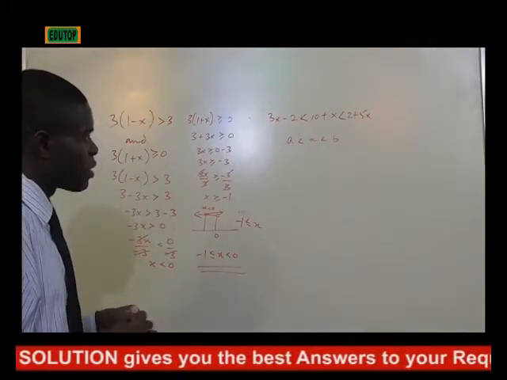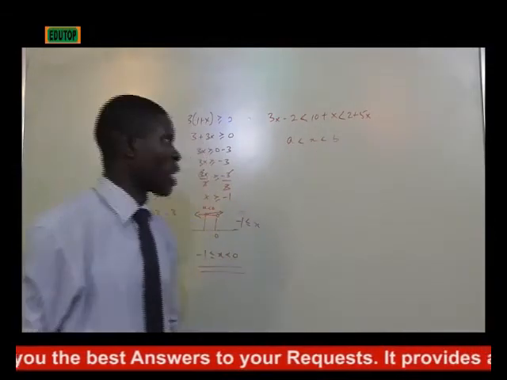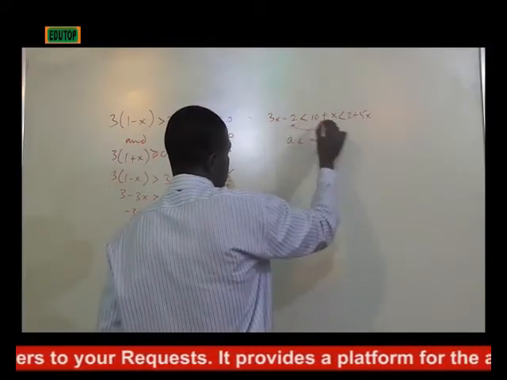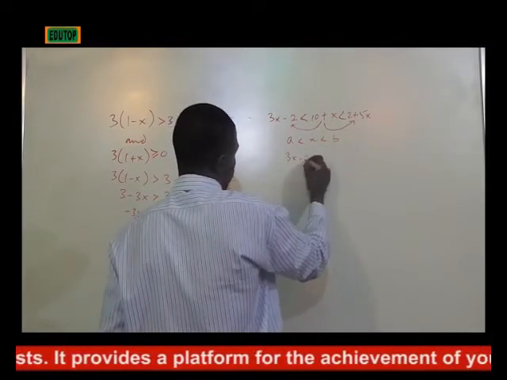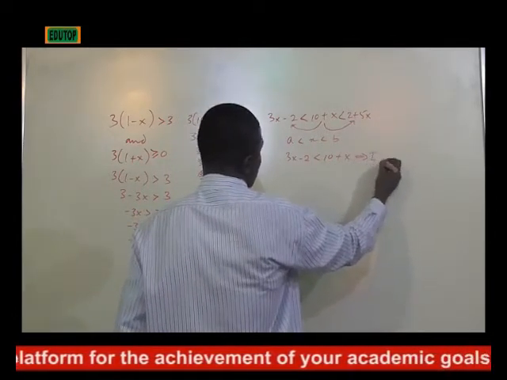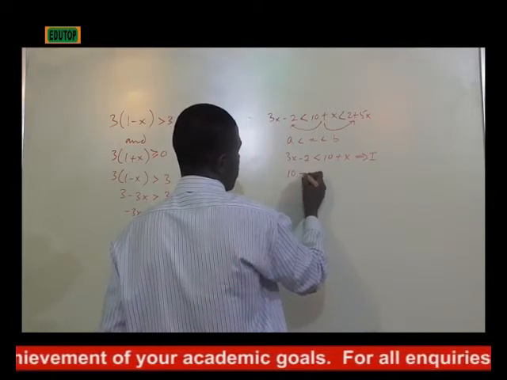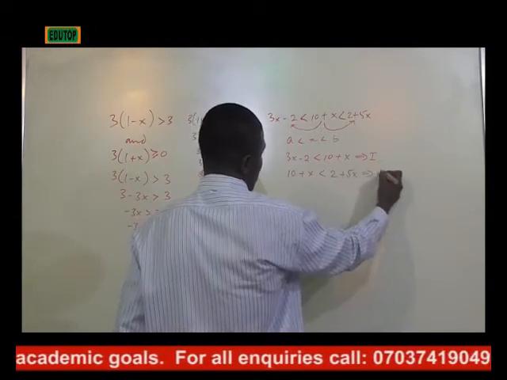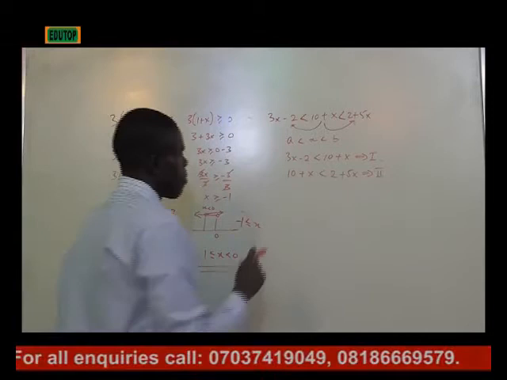So what we do first is, you can see that we have 3 terms and 2 inequality signs. The best way to handle this kind of problem is to take this with this first, and then this with this second. So you're having 3x minus 2 less than 10 plus x, that is the first one. Then we'll have 10 plus x less than 2 plus 5x, that is the second one. So let's solve them one by one.